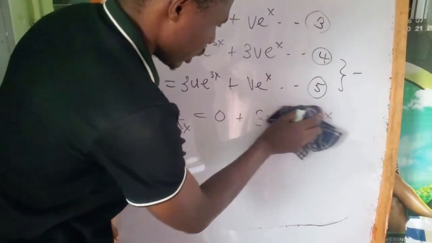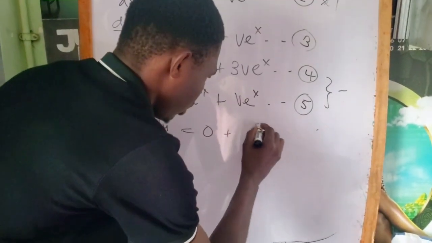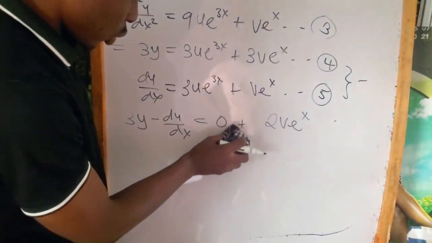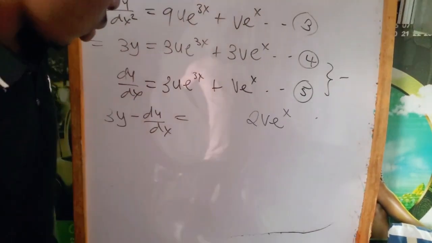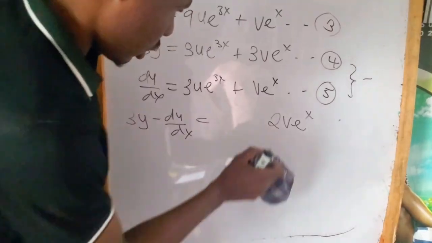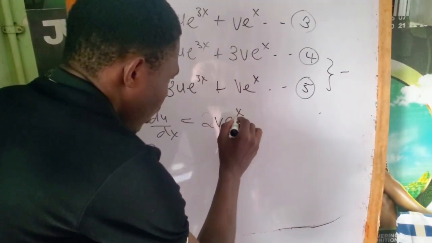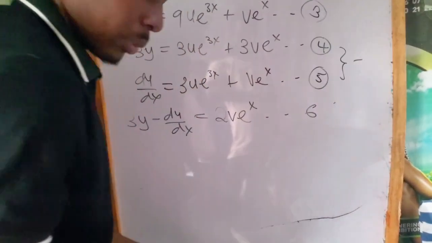So I'll just clean it and put 2v e to the x. All right, and then I can also clean this. So let me clean this and write it: 3y minus dy/dx is equal to 2v e to the x. Let's call this equation 6.